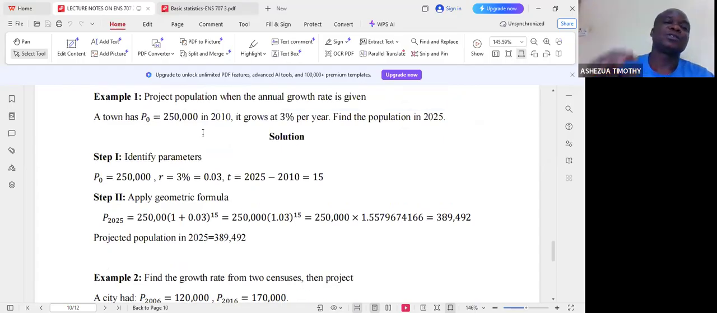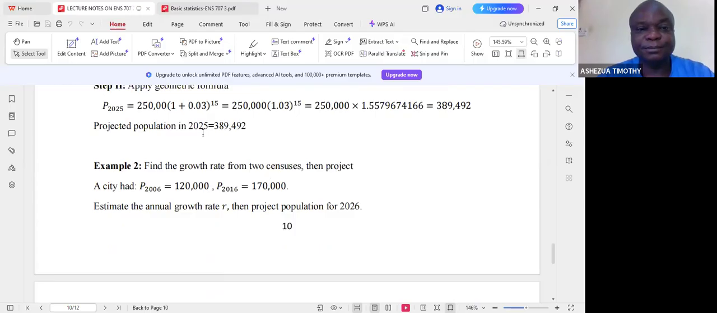So on this question, any question on this solution? Okay, move ahead. We go to example 2, right?